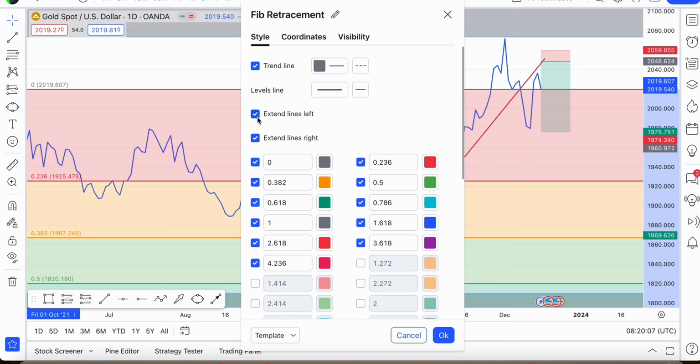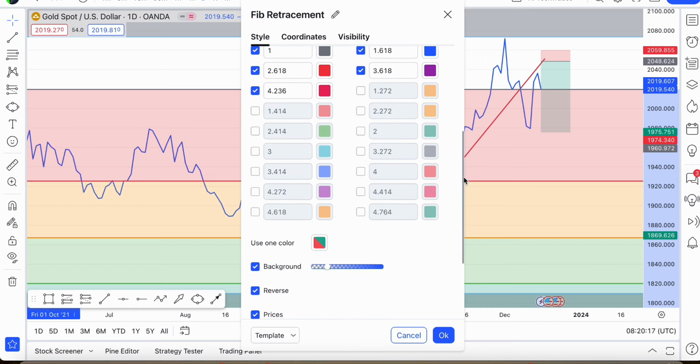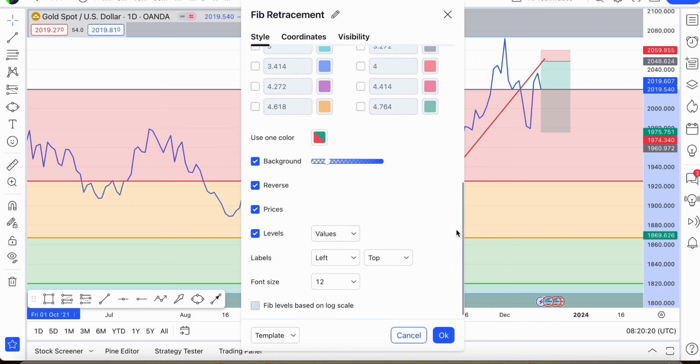Extend left. I'll remove the extend left. I'll leave it as extend right only. Let me see what happened. Okay, I'll leave it as extend right only. Then I also want to change the labels to the right.